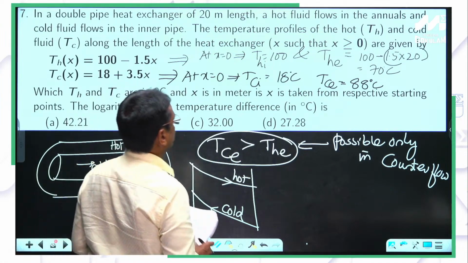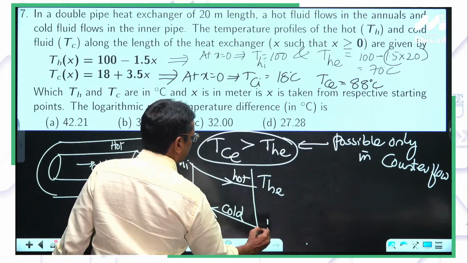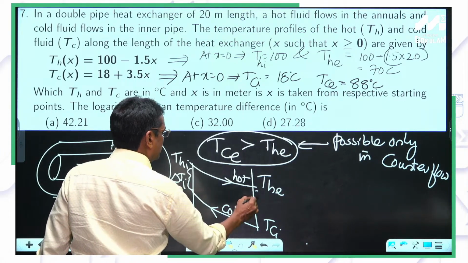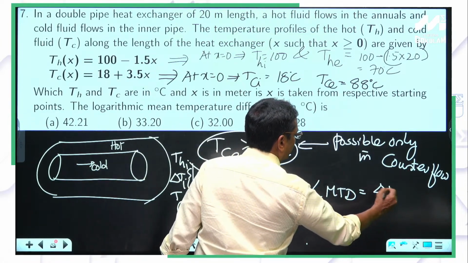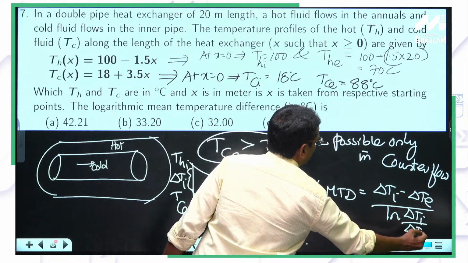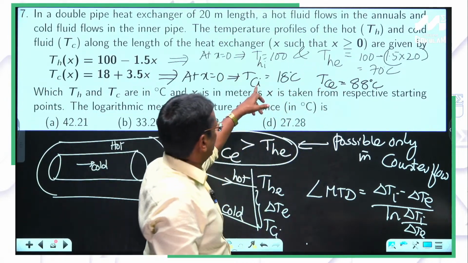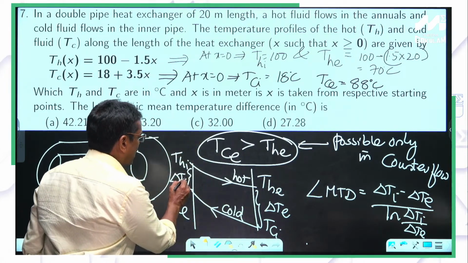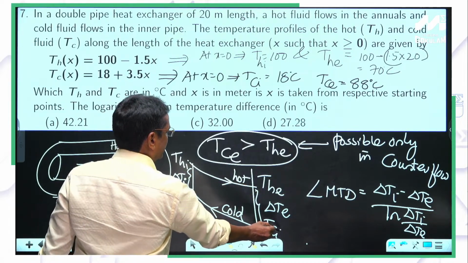So what he has asked for is the LMTD. We know Thi, The, Tci, Tce. So this is delta Ti, this is delta Te. We know the LMTD formula. LMTD of the counterflow will be delta Ti minus delta Te divided by ln of delta Ti by delta Te. We know all four temperatures: Thi is 100, The is 70, Tci is 18, Tce is 88. Thi minus Tce is delta Ti, and The minus Tci is delta Te.